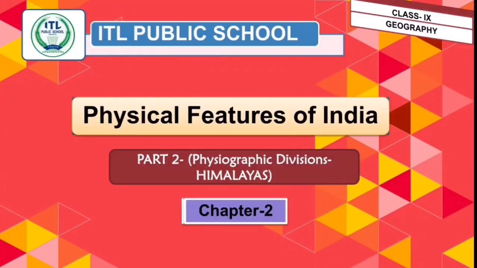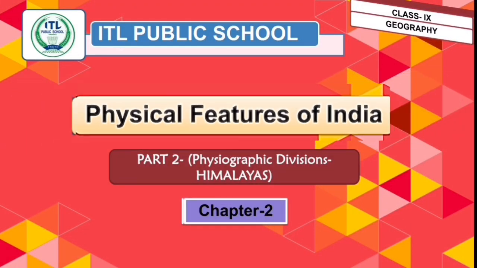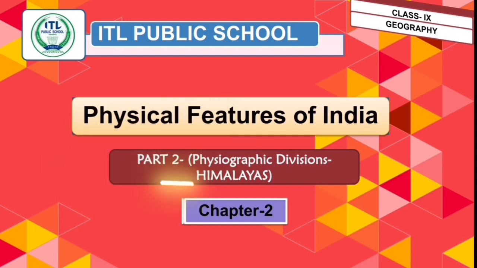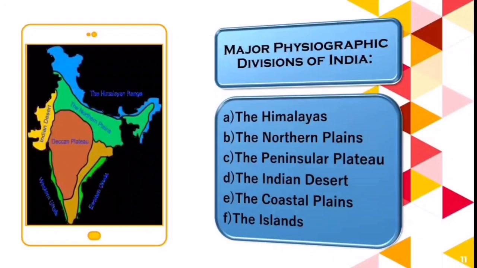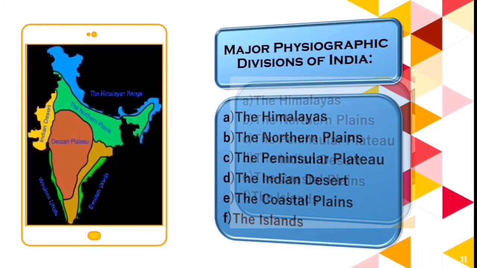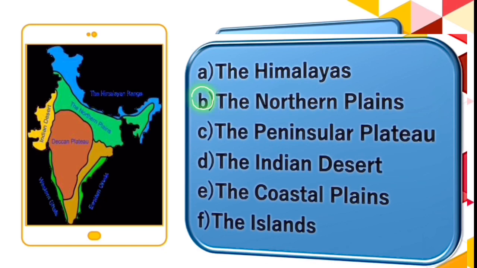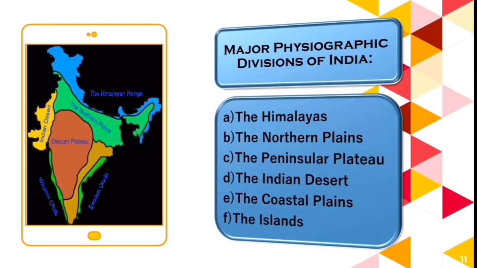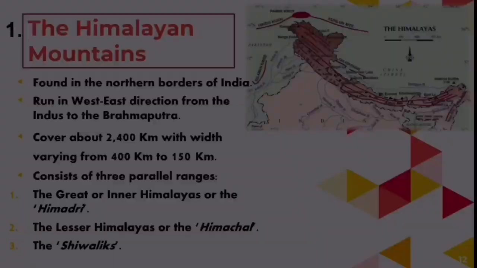Welcome class to your chapter Physical Features of India, Part 2, where we will be talking about the major physiographic divisions, namely the first one, Himalayan mountains. So we can see that the major physiographic divisions include the Himalayan mountains, northern plains, the Peninsular Plateau, Indian desert, coastal plains and islands. In today's class, we will be majorly focusing on the Himalayan mountains.